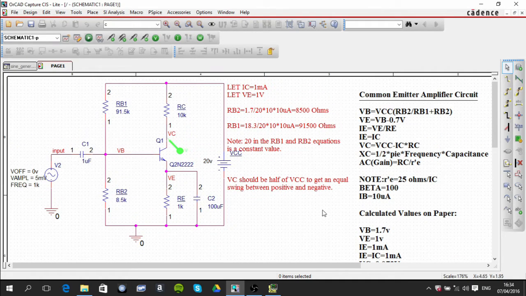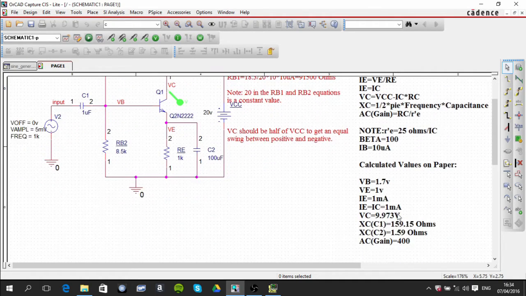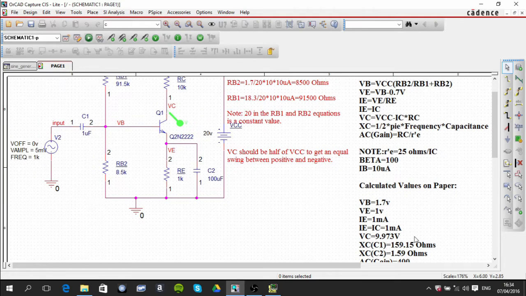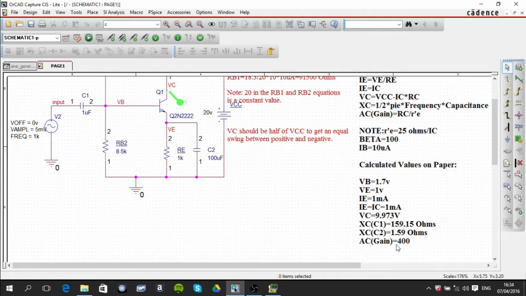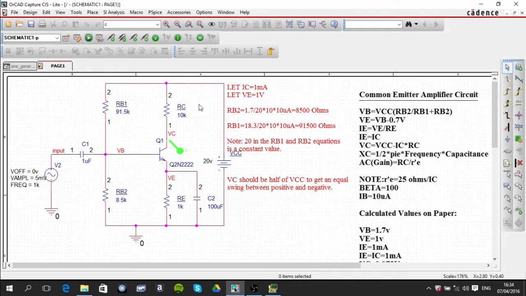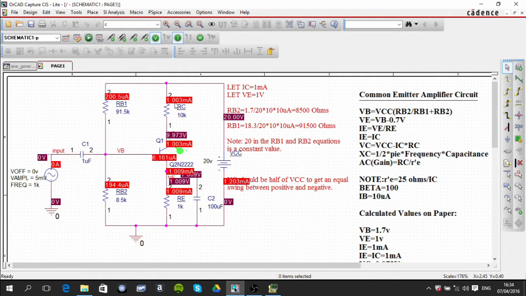These are all ideal values, so the actual results should be in the ballpark of these values, probably not for the gain though. If we look at our voltages, we can see that's nearly 10 volts, and then we have 1 volt down here, and the currents are about 1 milliamp throughout, so that's fine.